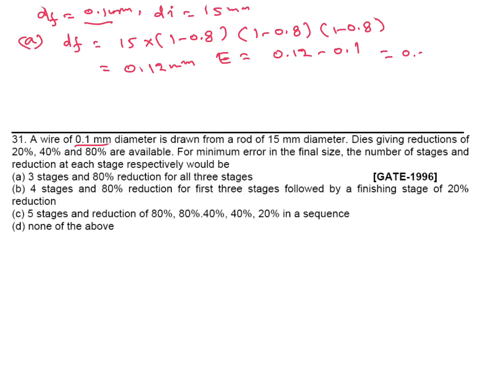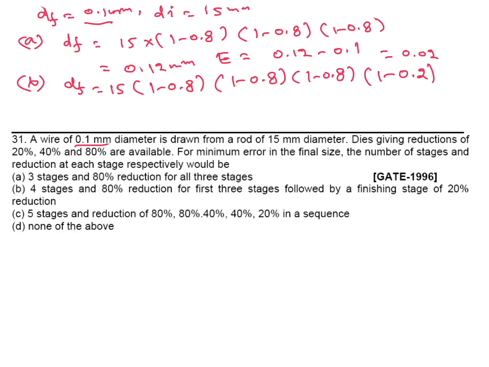For option B, 4 stages, 80% reduction for the first 3 stages, then the fourth stage 20% reduction. So DF is 15 into first 3 stages 80% reduction, so 3 times you multiply (1 minus 0.8), then fourth it's 20% reduction, so 1 minus 0.2. If you solve this one, you will get 0.096. So error in this case is 0.1 minus 0.096. Error you will get 0.004. And for option C, 5 stages and reduction of 80% in first 2 stages, then third and fourth stage 40%, then fifth stage 20% reduction.